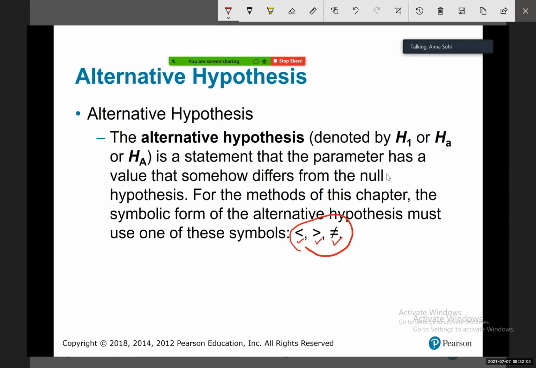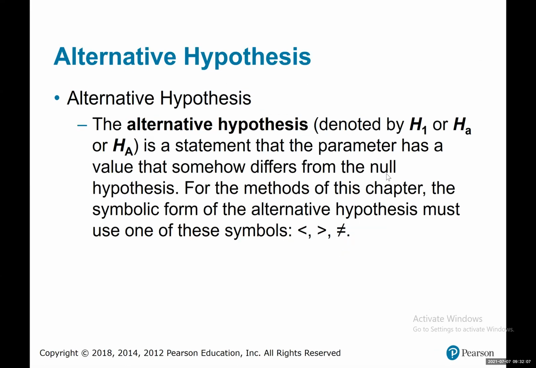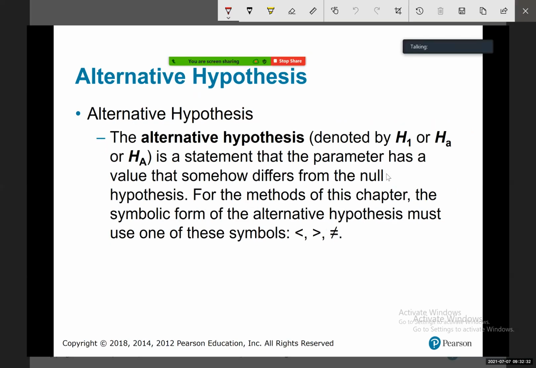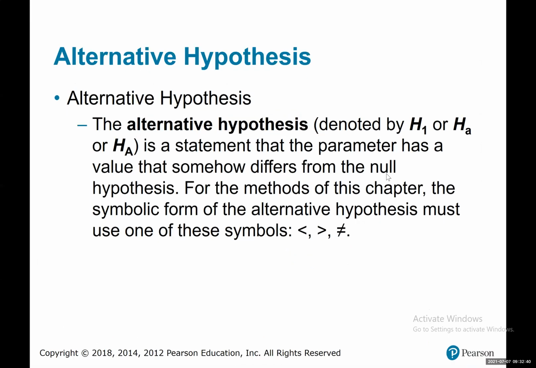So whenever you're claiming greater, less, or not equal to, even if you claim that, oh, the population proportion is equal to 20%, you need to use an inequality or not equal to for the alternative. So alternative must be one of the three signs, bottom line. Please note that as well.